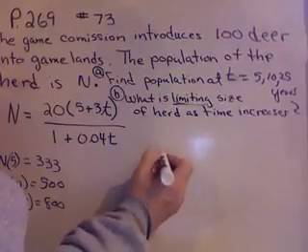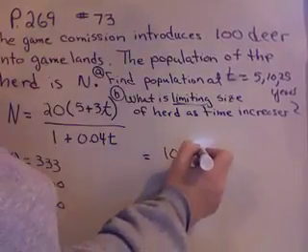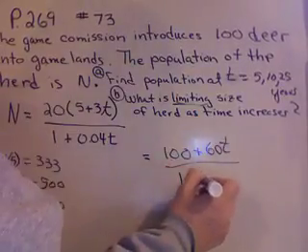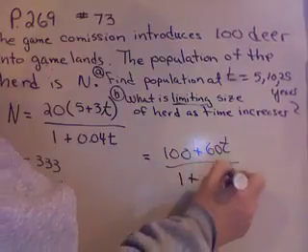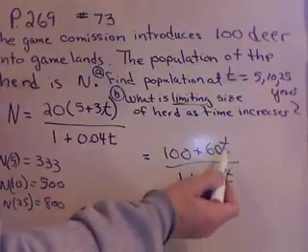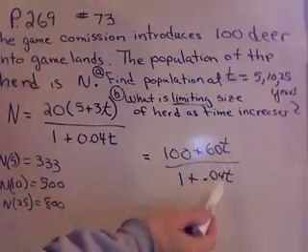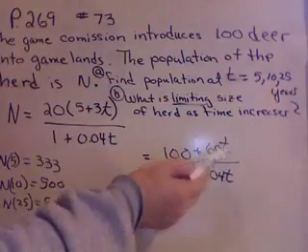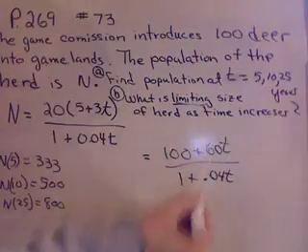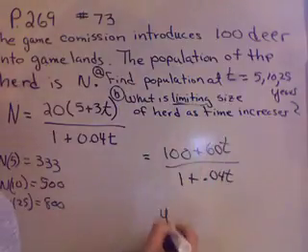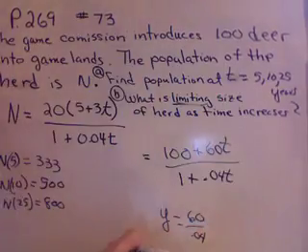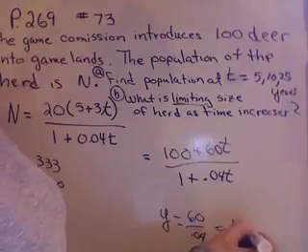So I'm going to rewrite the problem as 100 plus 60t over 1 plus 0.04t. And when you're looking for the asymptote, you look at the leading coefficient in the top and the bottom. And first of all, if the exponents are the same, you look for the leading coefficient, and the asymptote is just y equals 60 over 0.04. And if you figure that out, it's 1500.